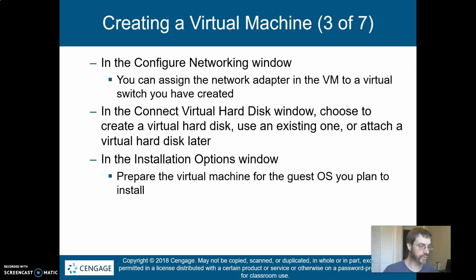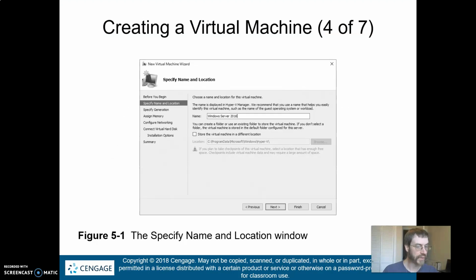Now, you can also create a network adapter. You can connect to a hard disk. Either you can create a new one, use an existing one, or attach to a virtual disk later. In the installation options, you can prepare the VM for the guest OS you plan to install. Kind of looks like this.